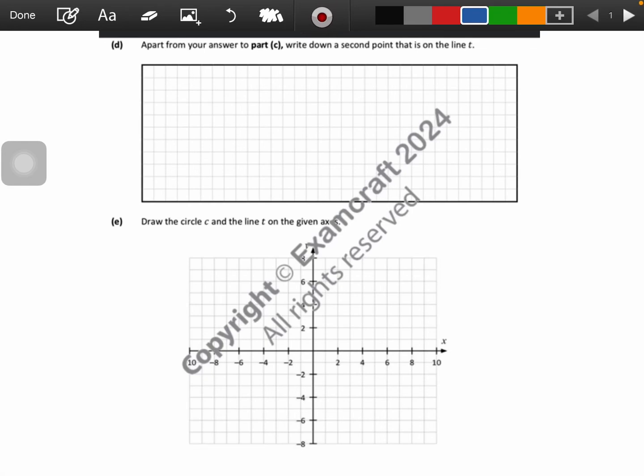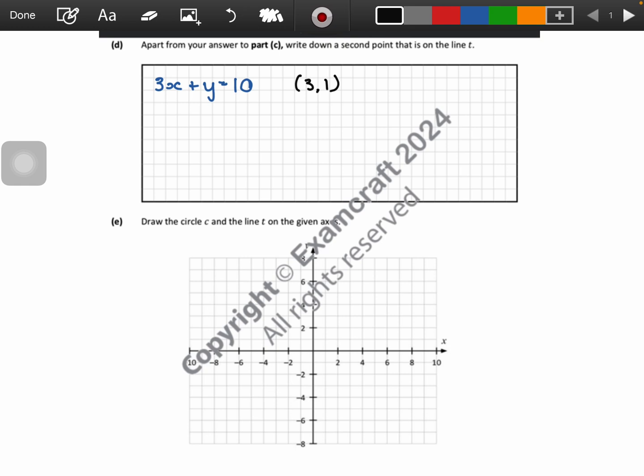Okay, so part D says, apart from your answer in part C, write down a second point that is on the line T. So literally any point that is on the line T, our formula for the line T was 3x plus y is 10. So literally the only coordinate we cannot say is 3, 1, because we've already used that.